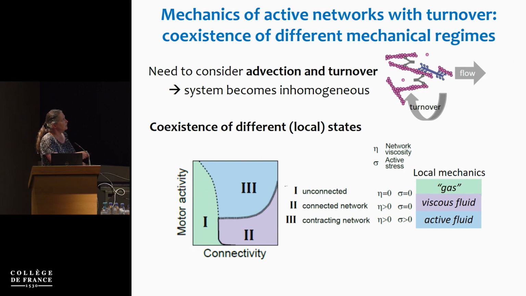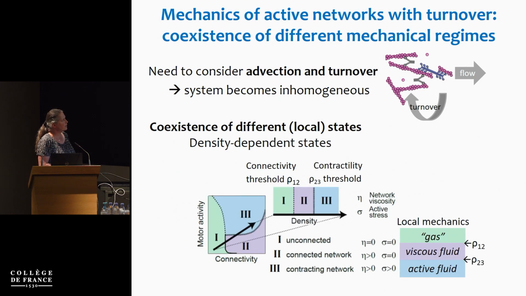So if you think of this state diagram I showed you earlier, now rather than thinking of it as characterizing the system, we can think of it as characterizing locally the condition of the system. And we'll be dealing with these three different regimes: the gas regime, where the system is unconnected; the connected regime, where the system behaves like a viscous fluid; and then this contracting regime, where the system behaves as an active fluid. Here I'm taking just one active regime. Locally, the system is contracting or not.